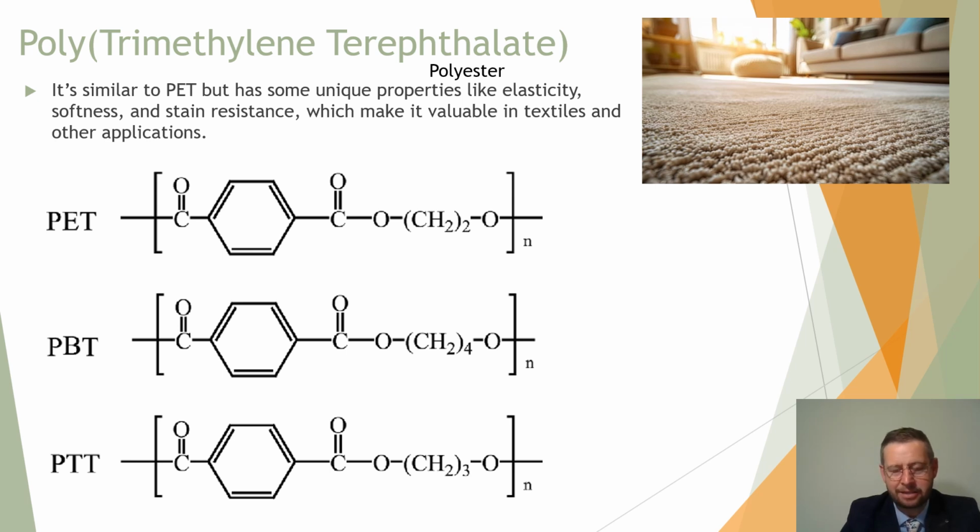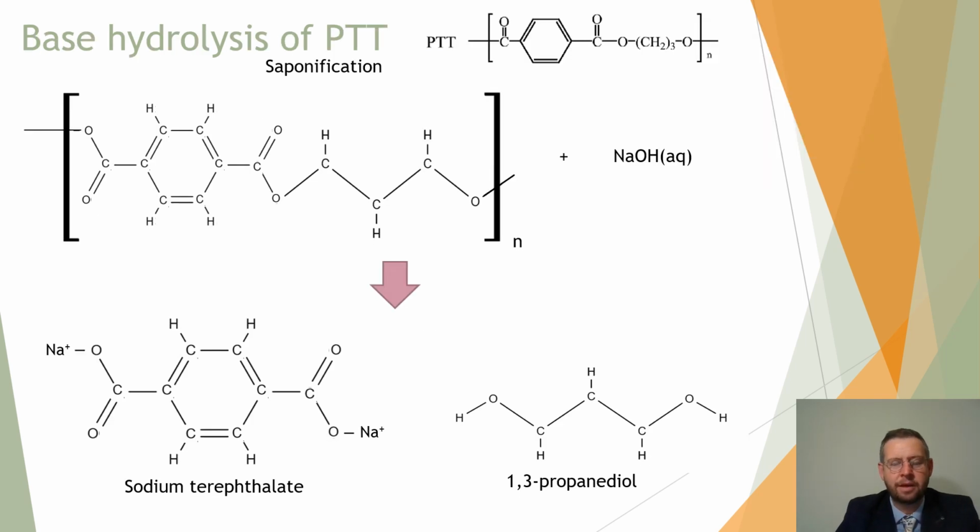It's no longer a hard plastic you use for a water bottle. It actually makes it more flexible and therefore useful in textiles. In fact, this, what is called PTT, is the polyester that is used to make carpets. So can we put this under hydrolysis and break it down into its individual monomers? Can we recycle this material?